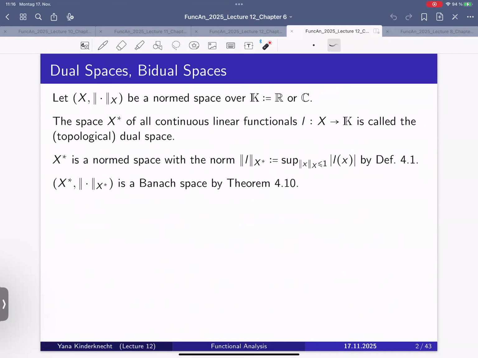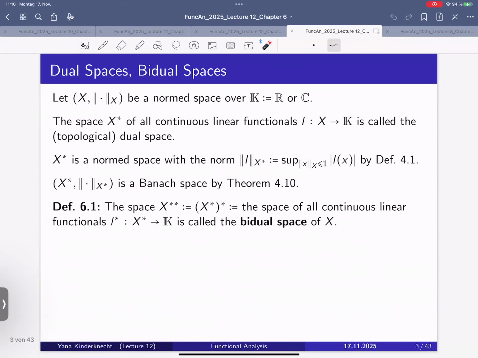So let's say we have started with some space X, we have considered its dual, and it is a Banach space. Now let us start from this Banach space and do the same. Definition: the space X with two stars is the topological dual of this Banach space. This is the space of all continuous linear functionals from X star to K, and this space is called the bidual space of X.